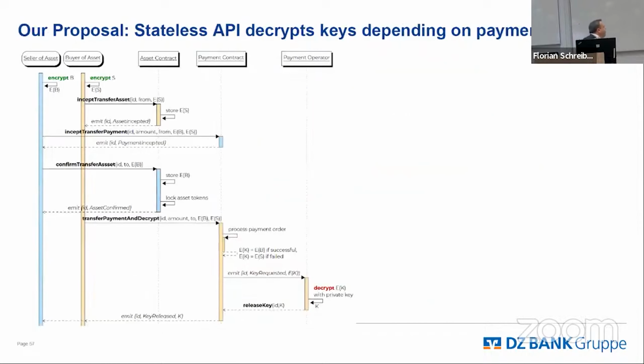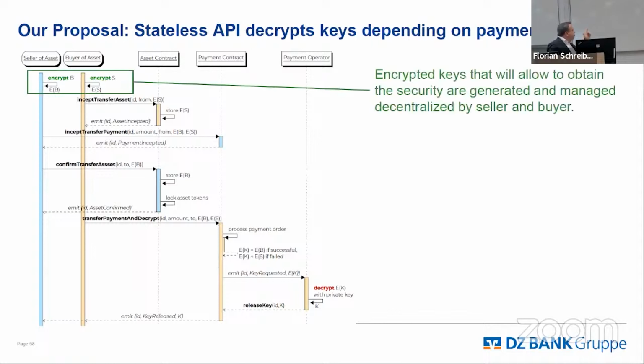What we propose is slightly different, quite similar. So we have seller, buyer, and then we have two smart contracts. One smart contract on the asset chain, other smart contract on the payment chain. And the first thing you should observe is that buyer and seller only talk to the smart contracts. So this is very nice. No API involved. Let's quickly go through this.